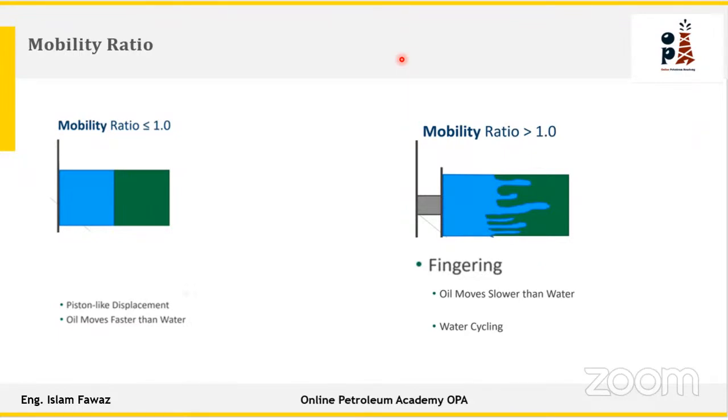But in case we have a high perm streak or we have an unfavorable mobility ratio, and we are injecting at a higher rate, this will lead to fingering and finally to unswept oil. And also this will cause water cycling from this reservoir. So a mobility ratio above 1 is unfavorable.